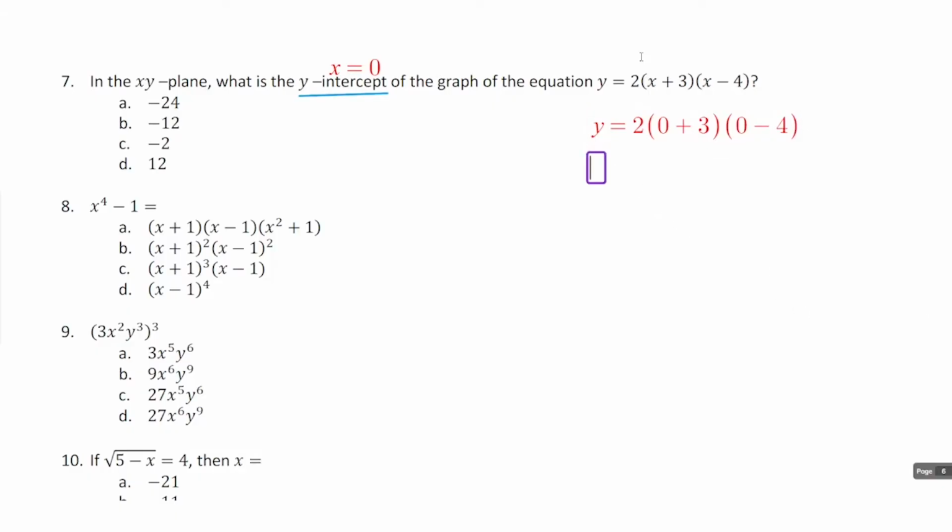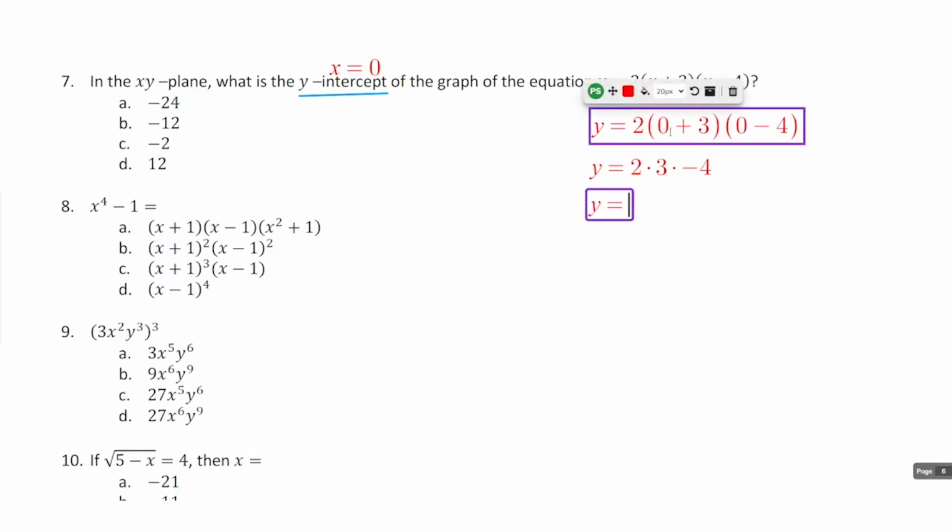0 plus 3 is 3, and 0 minus 4 is -4. So we're just going to multiply 2 times 3, which is 6, times -4 is -24. So our answer is A.